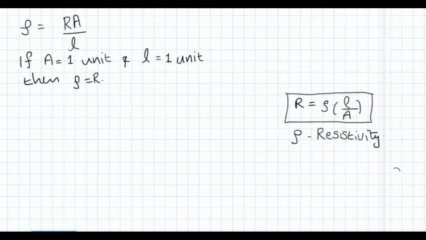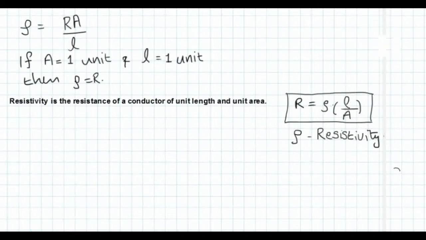So this way we may define the resistivity. That is, resistivity is the resistance of a conductor of unit length and unit area. Resistivity is the resistance of a wire of unit length and unit area. So this is the definition of resistivity.